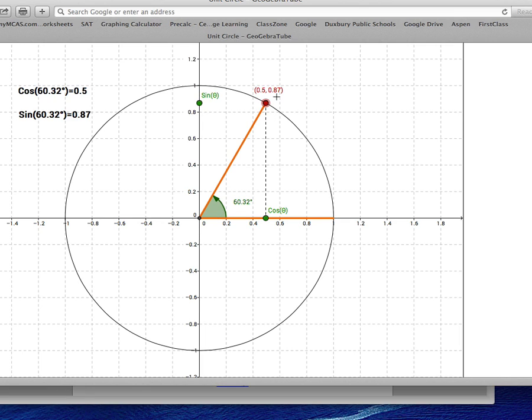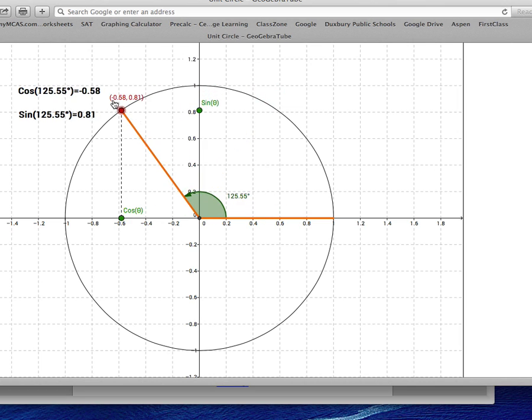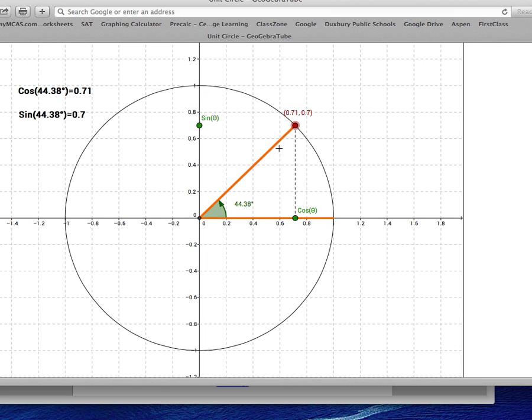So sine of this angle is just going to be 0.87. I don't really care about the 0.5 for sine. I'm only concerned with the y coordinate for sine within the unit circle. This one here, sine of this angle in here is going to be opposite over hypotenuse. Well, the hypotenuse is still 1, but opposite is the y, so that's going to be 0.81. Now, can I go back here? Cosine is adjacent, so the x-coordinate, the distance from here to here, over hypotenuse. Well, the hypotenuse is still 1 because the radius is still 1.